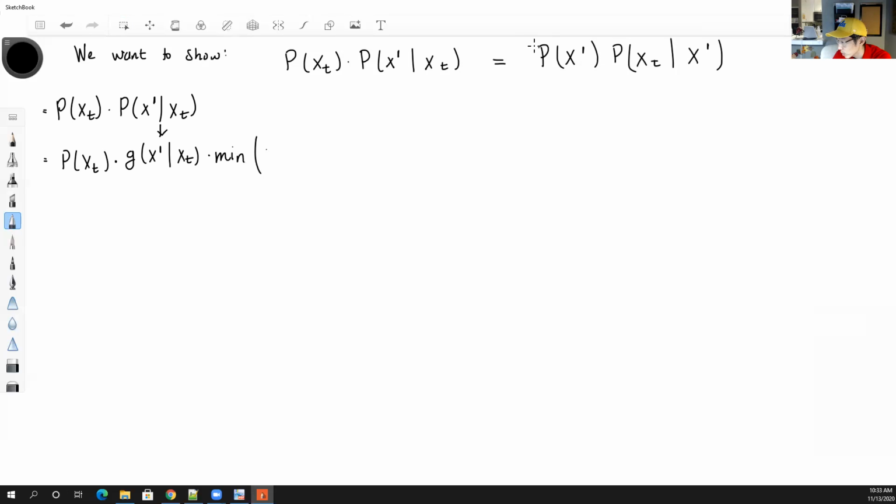which is going to be the minimum of 1 and the target of the proposed divided by the target of the current, times this business here, g of xt given x prime. So I'm doing this for the Metropolis-Hastings algorithm, but you could do it for the Metropolis algorithm, and this part would just be replaced with a 1, and you'll see that the same logic applies.